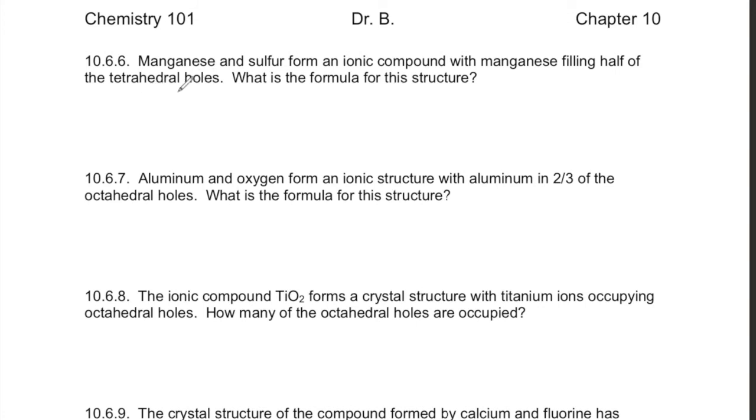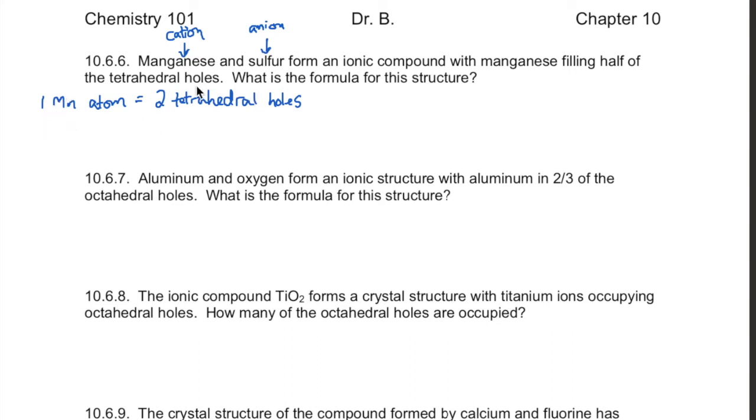All right, we are told that manganese and sulfur are forming an ionic compound together. So sulfur is the anion, and manganese is the cation. We have a metal and a nonmetal, a cation and an anion. So manganese is in half of the tetrahedral holes. What this is saying is that for every 2 tetrahedral holes, we have 1 of them filled. So 1 out of 2 is filled, 1/2. And so for every 2 holes, 1 of those holes is filled with a manganese atom.